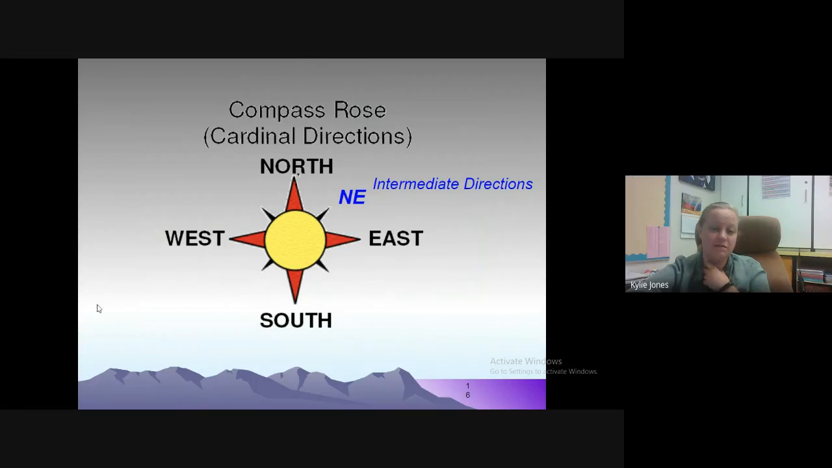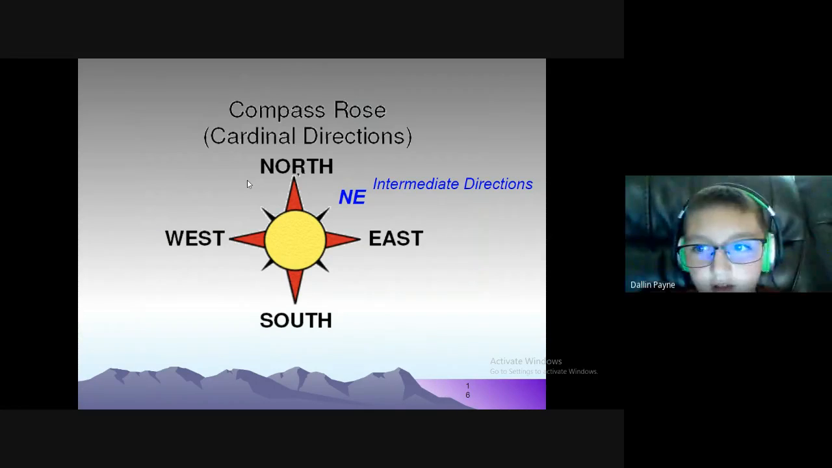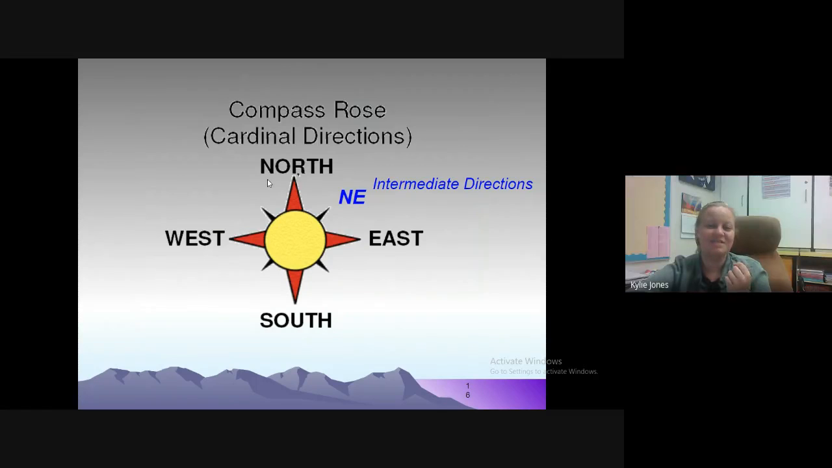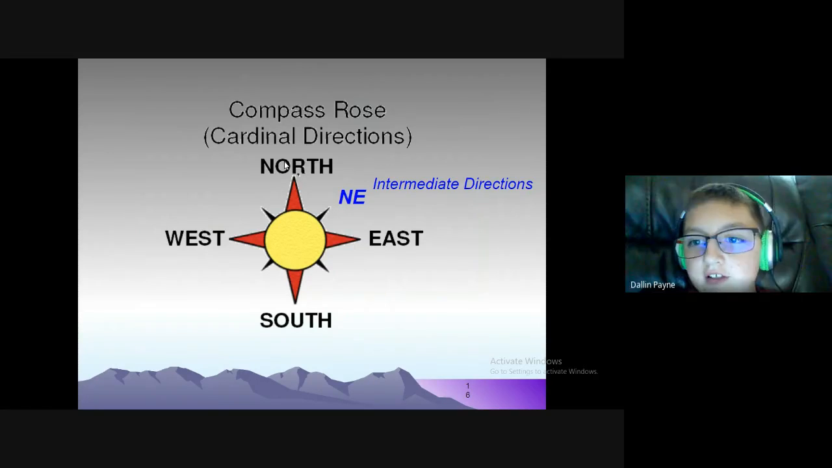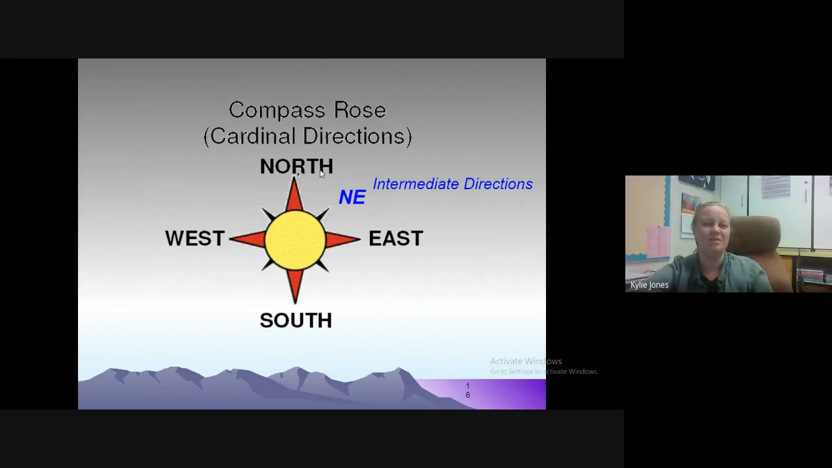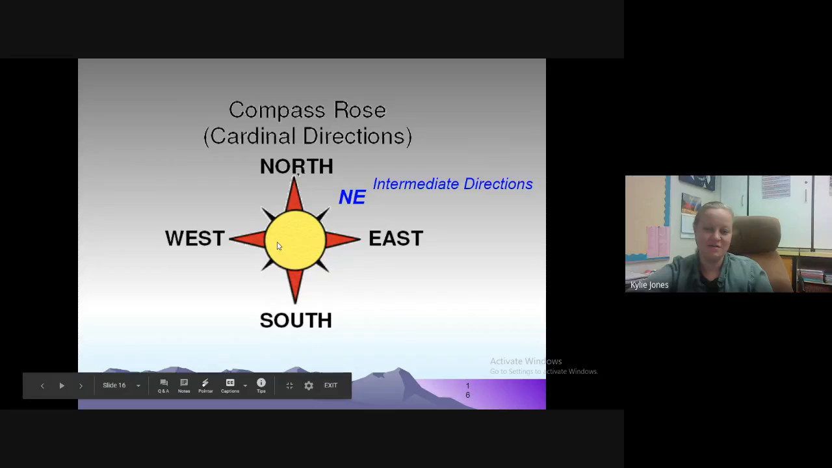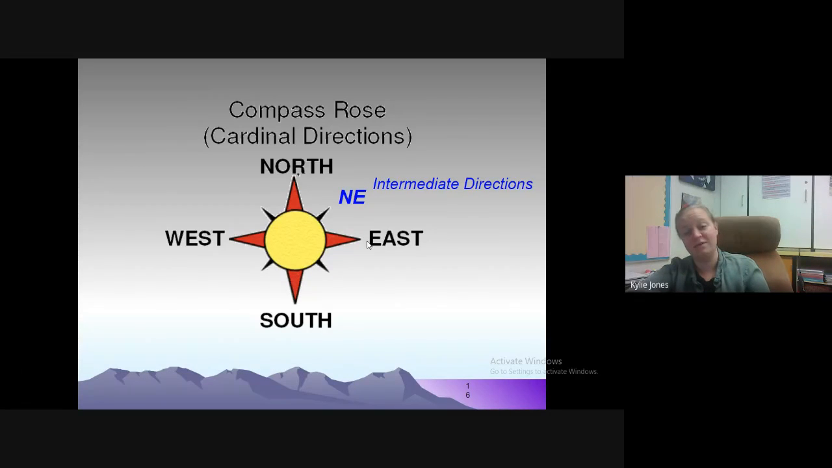Those are intermediate directions. But have you guys heard of the acronym to know what north, south, east, west is? Anybody heard that? Isn't it like never eat soggy waffles or something like that? It is. Never eat soggy worms. Or worm. Ew. I like waffles better. Never eat soggy waffles. Goes around clockwise. North is at the top for never. Eat is at the side for east. South is soggy. Waffles is west, or worms if you want to do that.